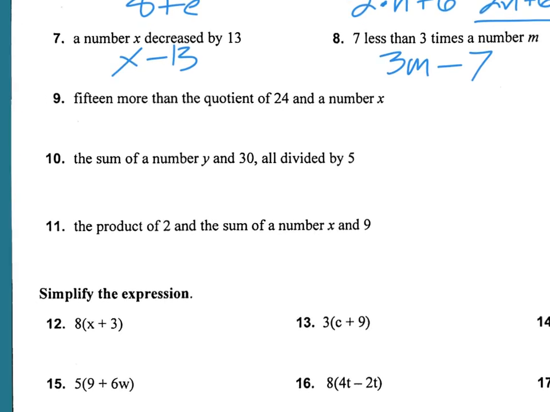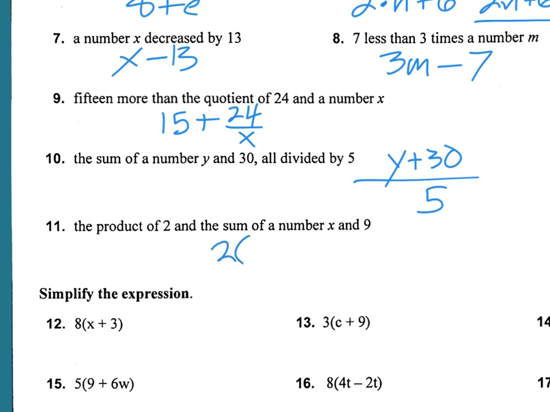15 more than the quotient of 24 and a number x. So we have 15 more than the quotient of 24 and x. So 24 divided by x. The sum of a number y and 30, all divided by 5. Okay, so y plus 30, all divided by 5. The product of 2 and the sum of a number x and 9. So we have 2 times x plus 9.